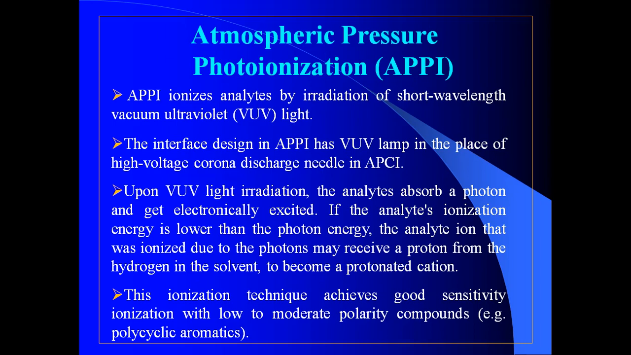This is also a very important technique, mostly preferred for very non-polar compounds. This technique can be used in GCMS as well as in LCMS. Photoionization has a long history as a detection method for gas chromatography. It utilizes a discharge lamp instead of corona discharge that generates vacuum ultraviolet photons.